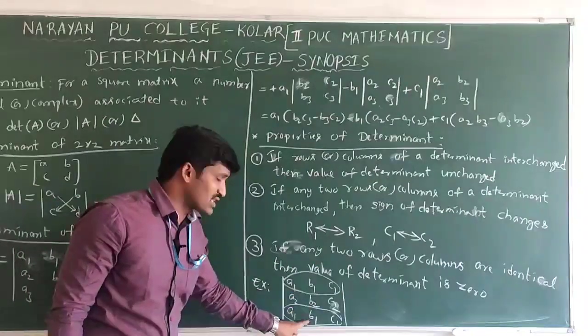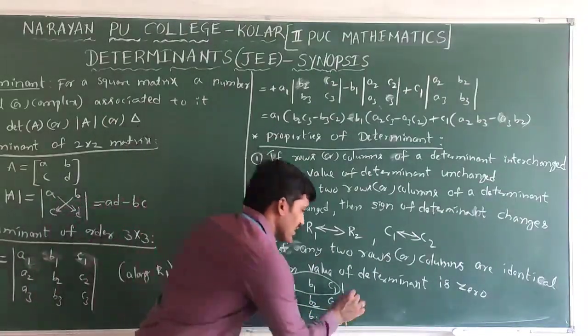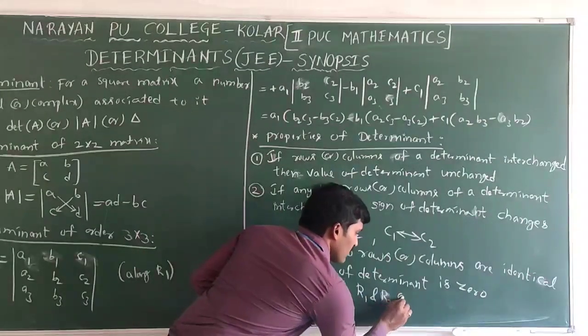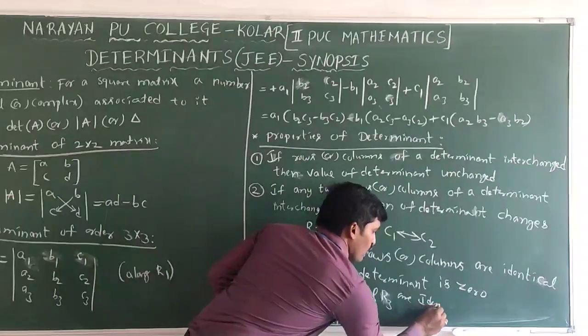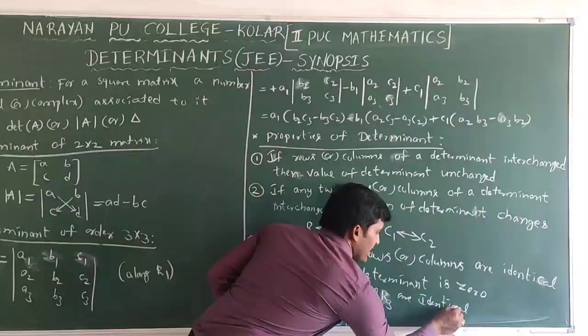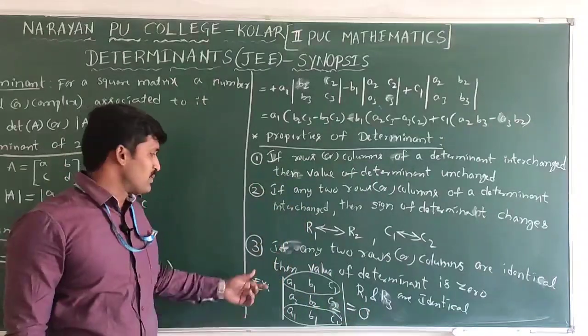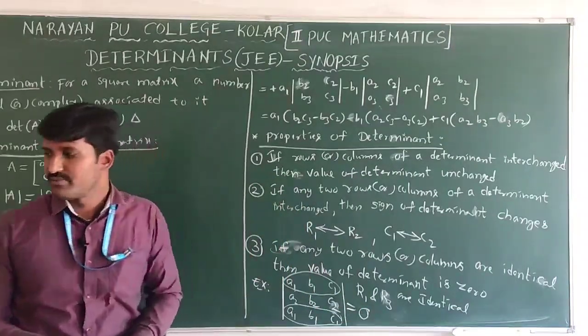Here R1 and R3 are the same. That's identical. R1 and R3 are identical. When two rows or two columns are identical, the value of the determinant is 0. It is a simple use of these properties.